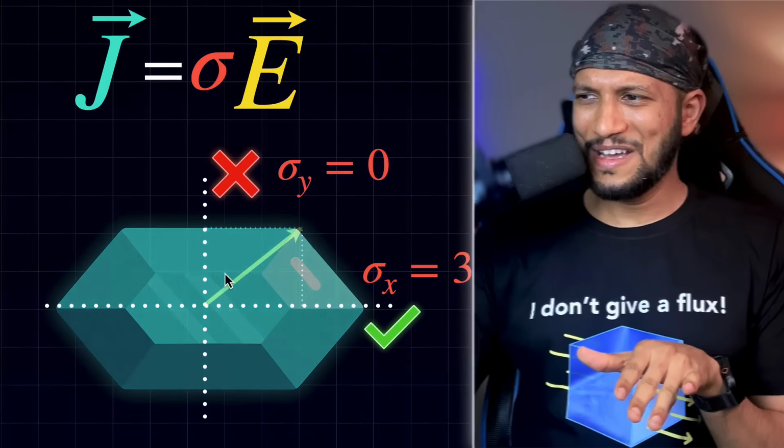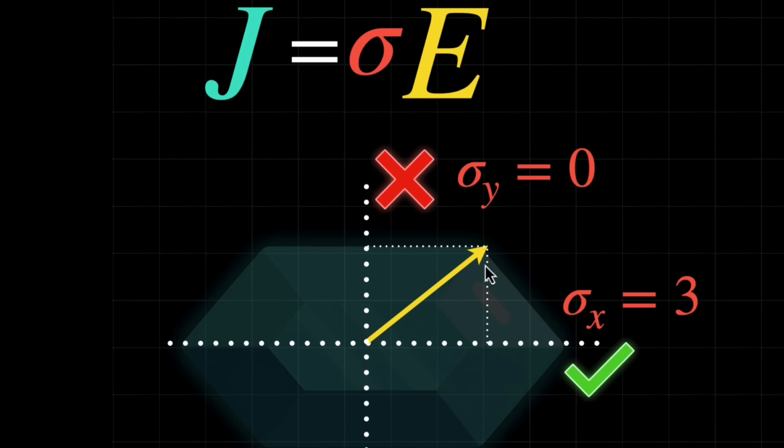But Feynman asks, Mahesh, are you sure? Okay, let's double check. What if we put an electric field in some arbitrary direction? Are these 2 numbers enough to fully calculate the current density in this material?